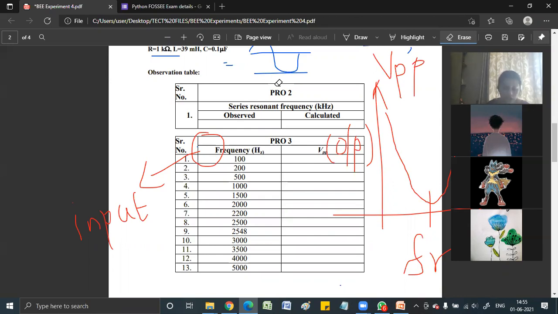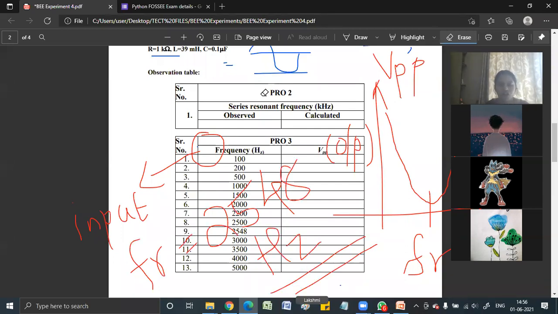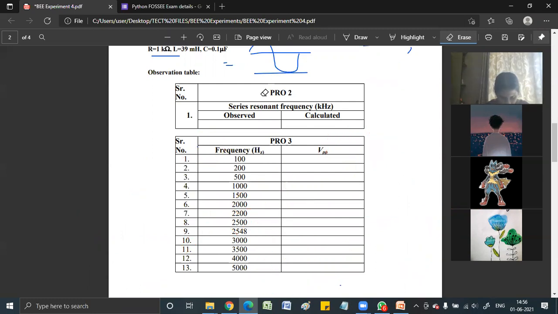So all have finished making the observation table? Yes, ma'am. Okay, and please note the resonant frequency. Your FR value is 2548 hertz. Right? Your FR value is 2548 hertz. So let us start with Tinkercad. Everyone, please open Tinkercad.